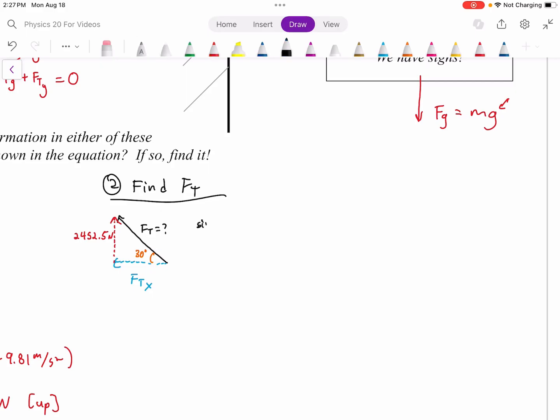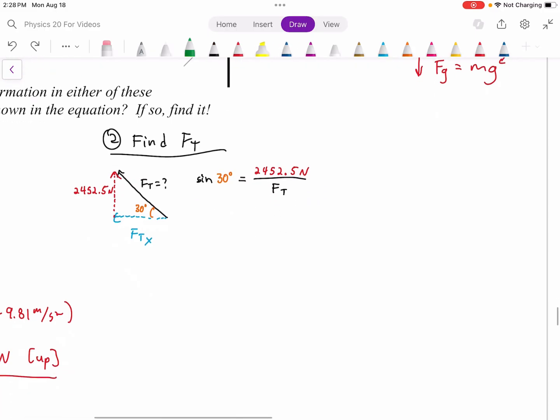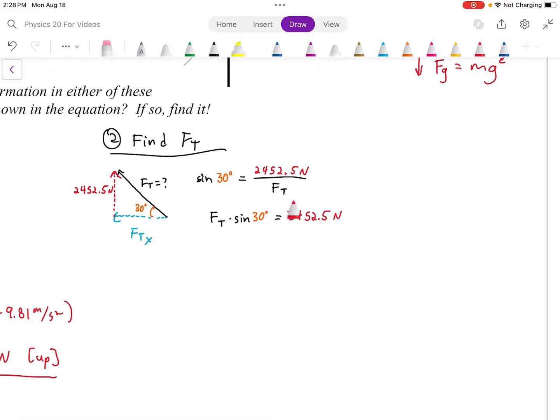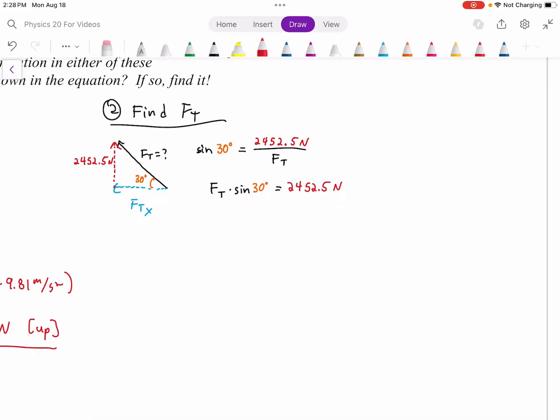So the sine of 30 degrees will equal opposite, the component we just found, over hypotenuse, the force of tension itself, right? The only thing we don't know in this equation is what we're trying to find. So we can solve for it. Now it's in the denominator, so we need to get it out of there. Multiply both sides by ft. And there we go, we got it out of the denominator, but now it's being multiplied by the sine of 30, so divide both sides by the sine of 30.